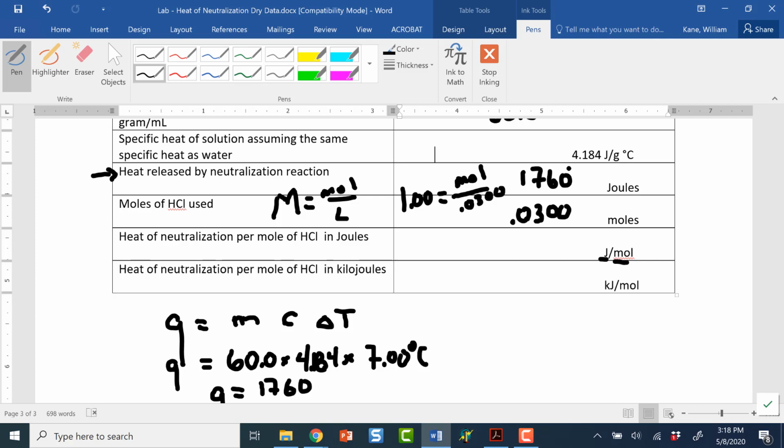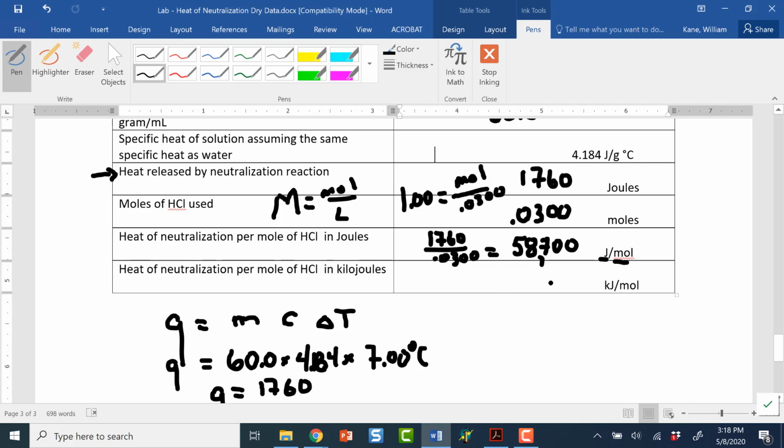1,760 joules for my 0.0300 moles that are in that solution. When I get to heat of neutralization, that's measured in joules per mole. So literally, I'm going to take the amount of joules, 1,760, and I'm going to divide that by the number of moles, which is 0.0300. 1,760 divided by 0.0300 is a big number, 58,700. You're not playing any games on your computer.